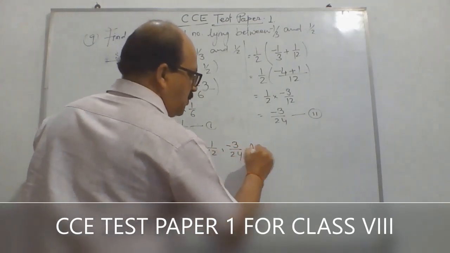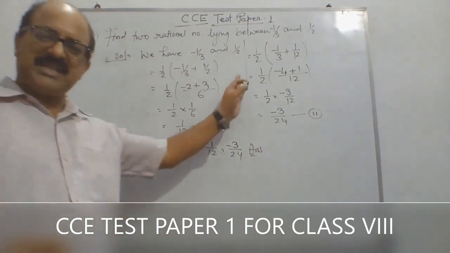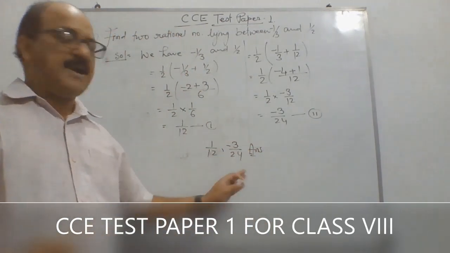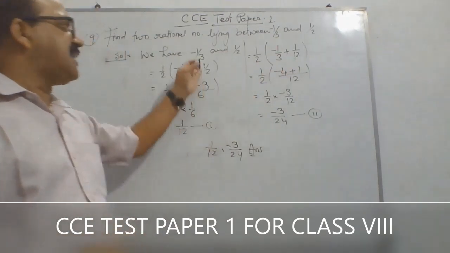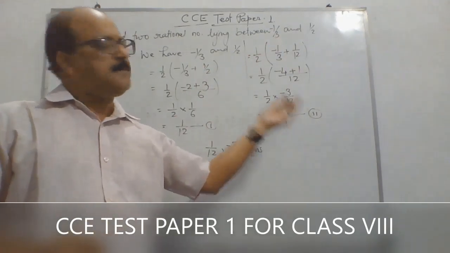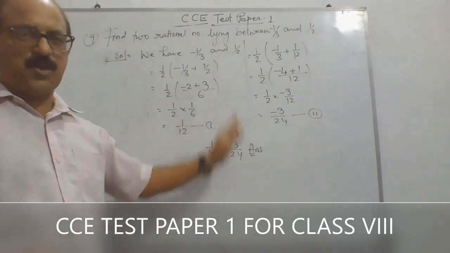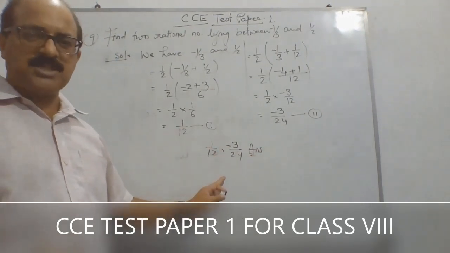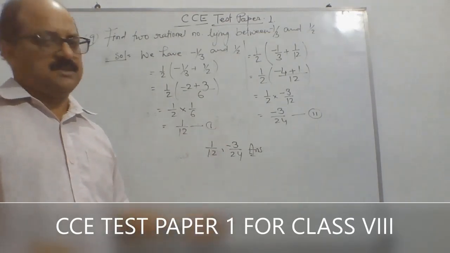Maybe your answer and mine will not match, but the process is the same. You are free to take any number. Here I have taken minus 1 by 3; you may take minus 1 by 2 plus 1 by 12, then your answer will be different, but the process is the same, and this is the correct process. Wherever you get a different answer, the process is correct.